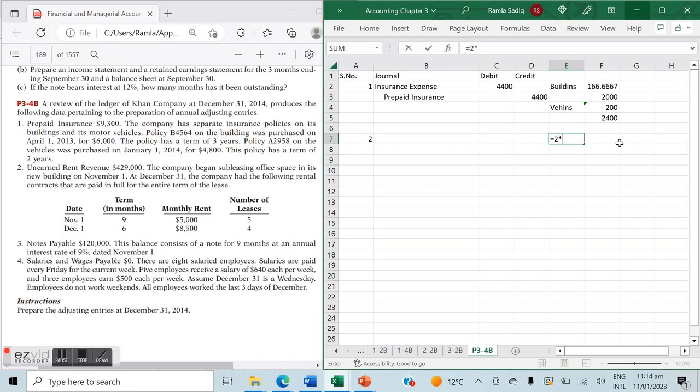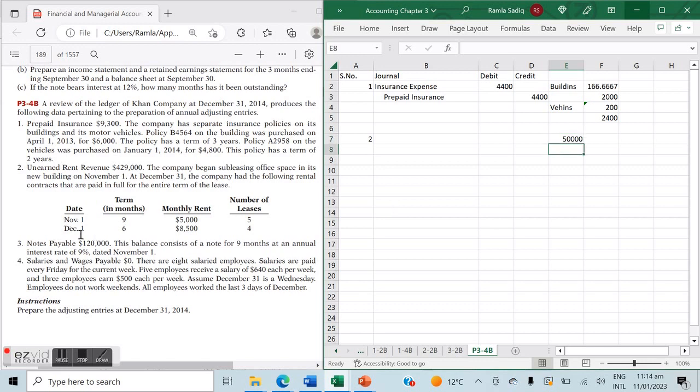So we'll take the amount of time that has passed, multiply that by the monthly rent, that's $5,000, and multiply that by the total number of leases. This allows us to determine how much of the unearned rent revenue we've actually been able to earn. And this is from the first contract. So we've earned $50,000 of revenue from the first contract.